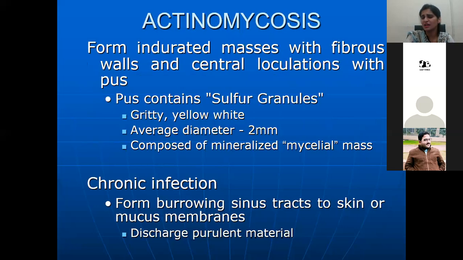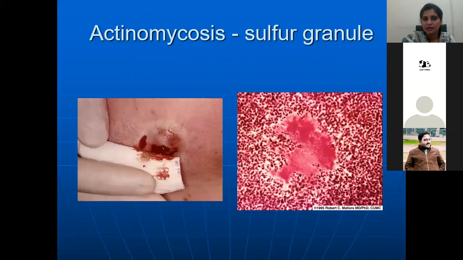The sulfur granules are gritty yellow-white, and the average diameter is 2 millimeters and composed of mineralized mycelial mass. What is mycelial mass? It is actually the mass which resembles the structure of fungi. But they are bacteria. Actinomyces israelii is a gram-positive bacilli. Chronic infection. They form burrowing sinus tracts to the skin or the mucous membranes, and they discharge the purulent material or the pus from the sinuses. This is the pus of actinomycosis. The pus is draining from the sinus tract, and you can find a pinkish appearance, but sulfur granules are actually yellow white. You can appreciate the pus draining from the sinus. The swelling is farther from the sinus tract.